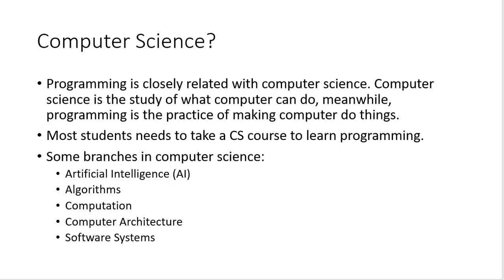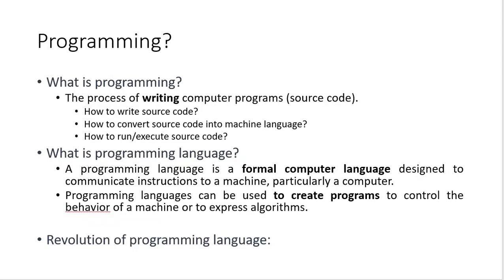Okay, you learn programming right in CSC400. So most students need to take a CS course to learn programming. Some branches in computer science, we have AI, artificial intelligence, algorithms, computation, computer architecture, and then software system. Okay, ini adalah cabang-cabang dalam computer science. Okay, so programming is actually the process of writing computer programs, source code, how to write source code, how to convert source code into machine language, how to run or execute source code.